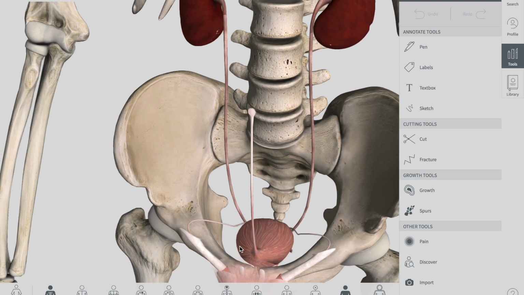This creates a one-way valve, where high intramural pressure collapses the ureters, preventing the backflow of your urine.